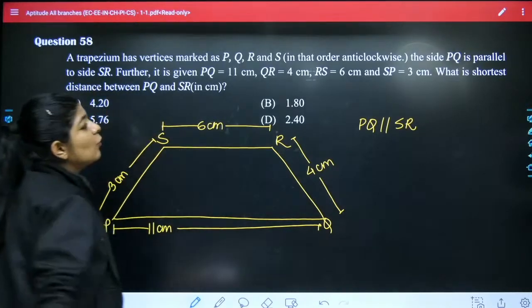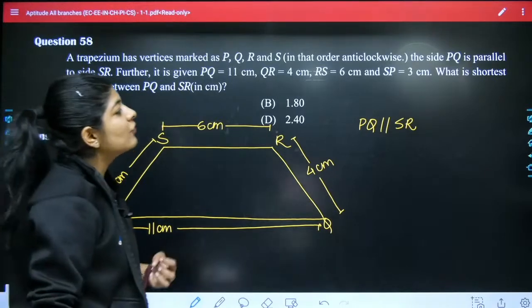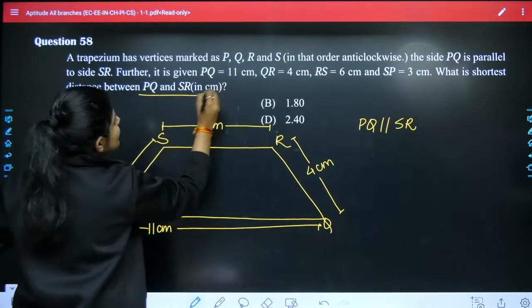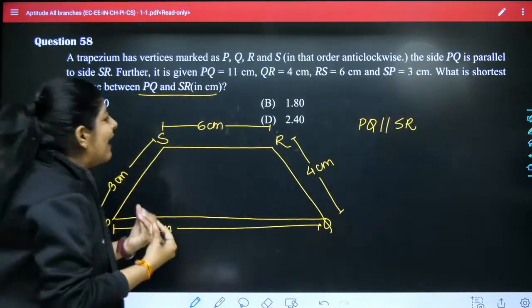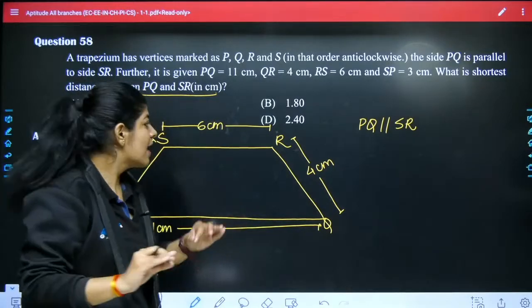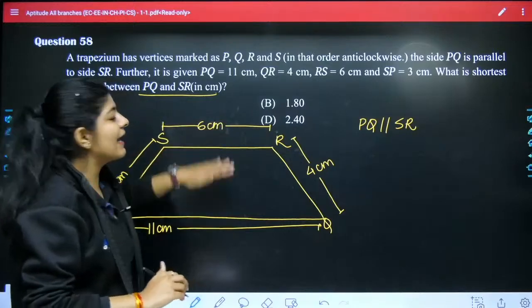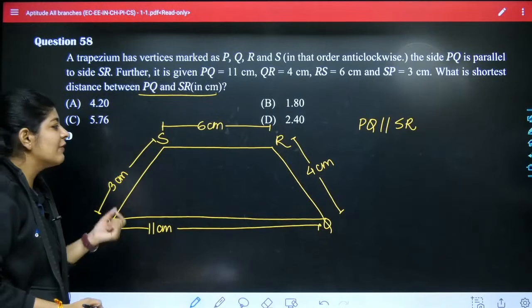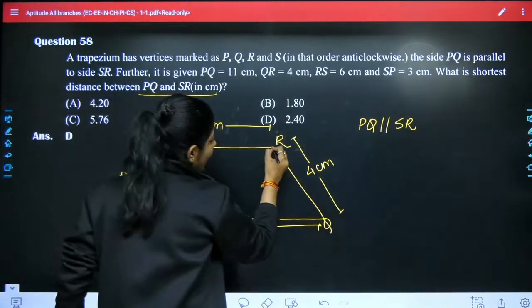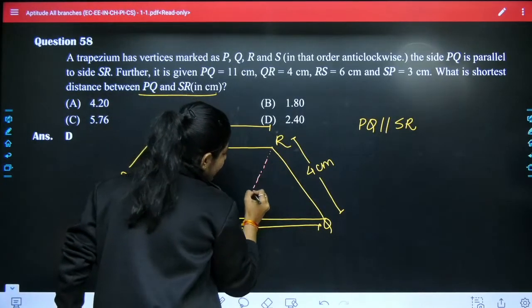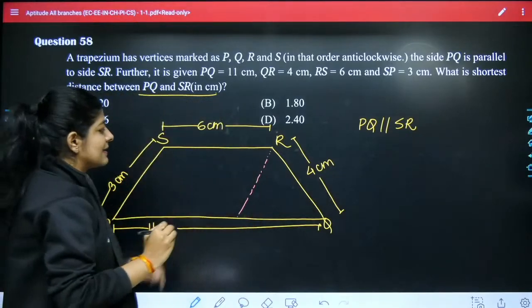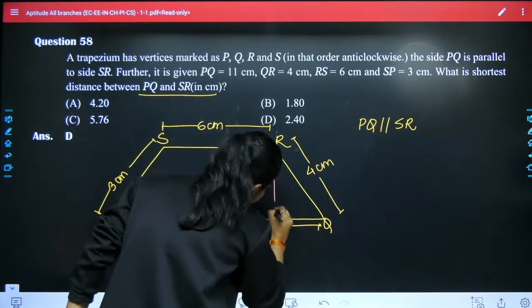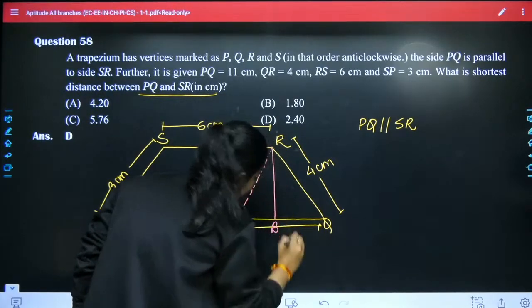Right? Now what we have to find out? We have to calculate the shortest distance between PQ and SR. So if we draw a line parallel to PS, let's mark it as A, and here the point B, right?